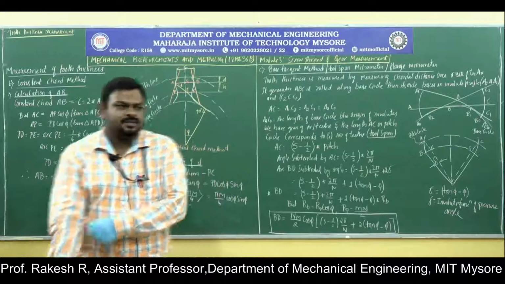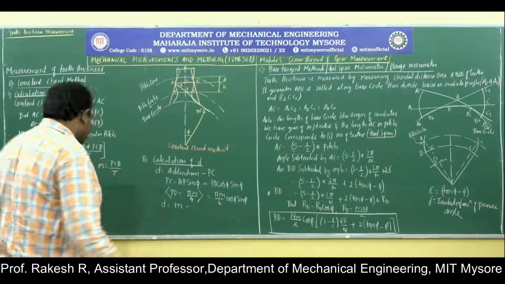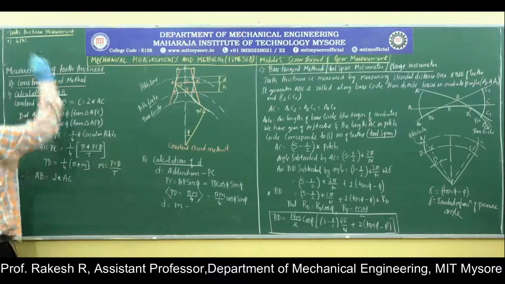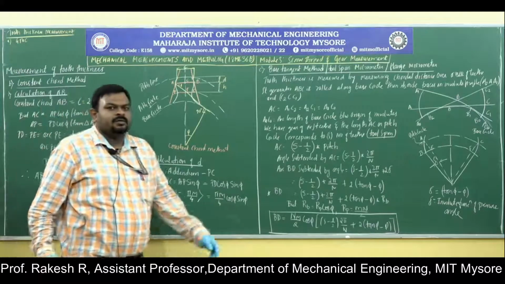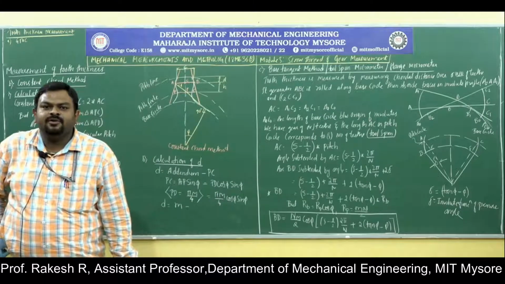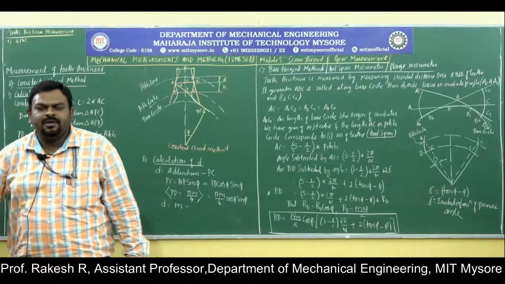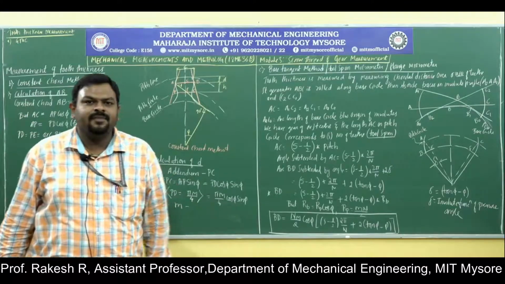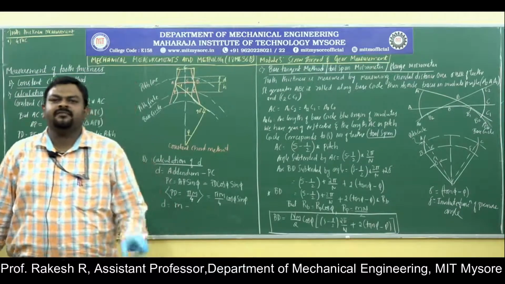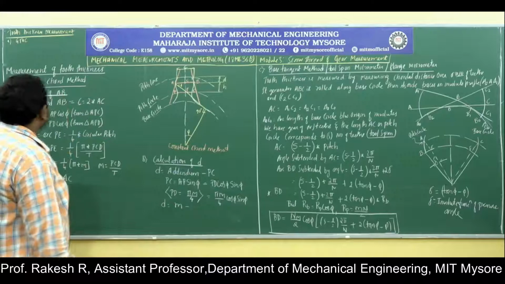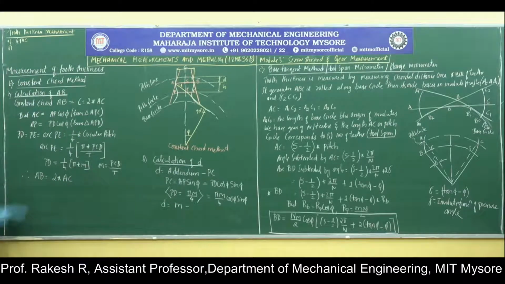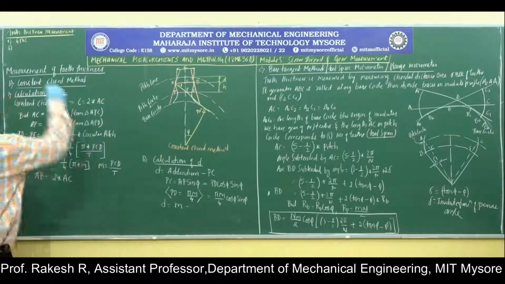Totally there are 4 methods while measuring the tooth thickness. One is you can use gear tooth vernier calipers. In the previous class, the derivation on gear tooth vernier calipers has been done. The gear tooth vernier calipers is based on using a vernier caliper to measure the width as well as the depth of the teeth of the gear. The same thing here also. The first method is GTVC, gear tooth vernier calipers, and the second measurement is the constant chord method.